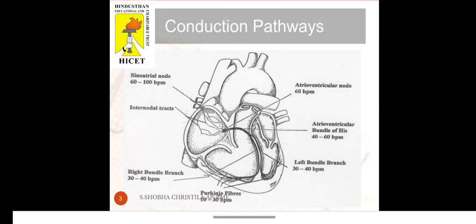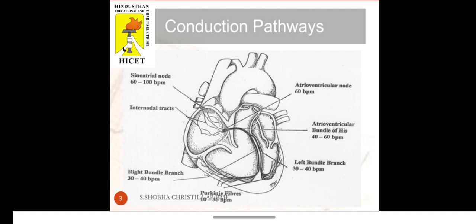So this is the typical diagram of a conduction pathway. It starts with the SA node. So the SA node has 60 to 100 beats per minute. From then it travels through the internodal tracts. It will go to the atrioventricular node, which has a conduction rate of 60 bpm, that is beats per minute. Then it comes to the bundle of His, which has 40 to 60 bpm.